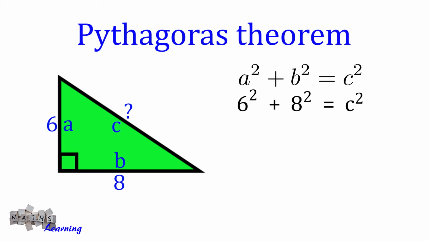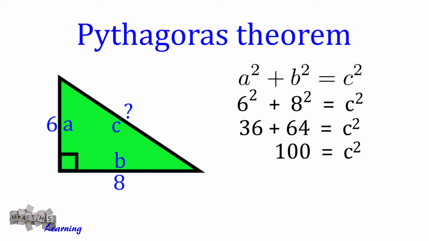6 squared plus 8 squared equals c squared. So 36 plus 64 equals 100, which equals c squared. So to get the length of c, we just need to square root both sides and we get that c equals 10.